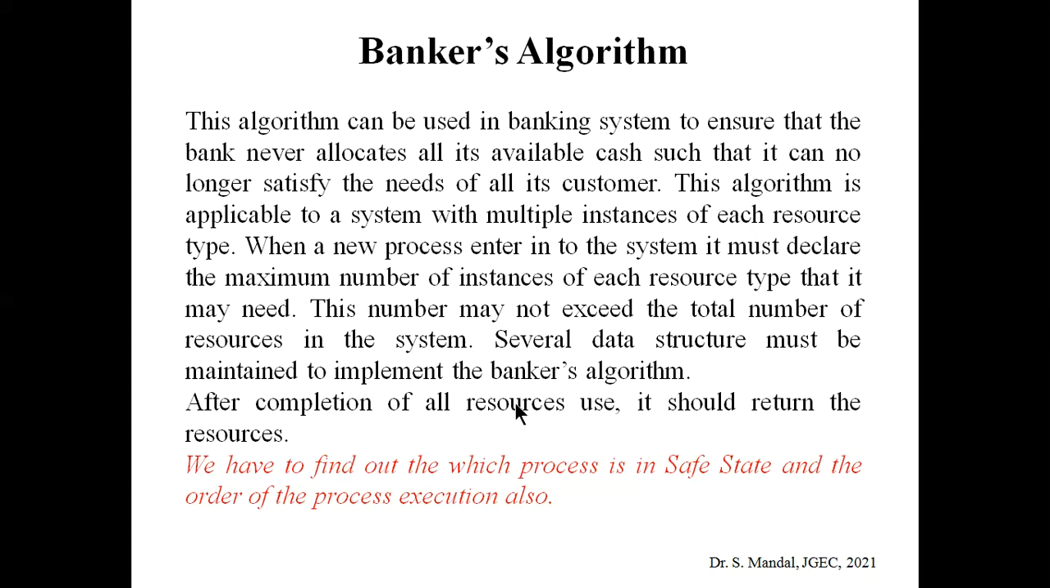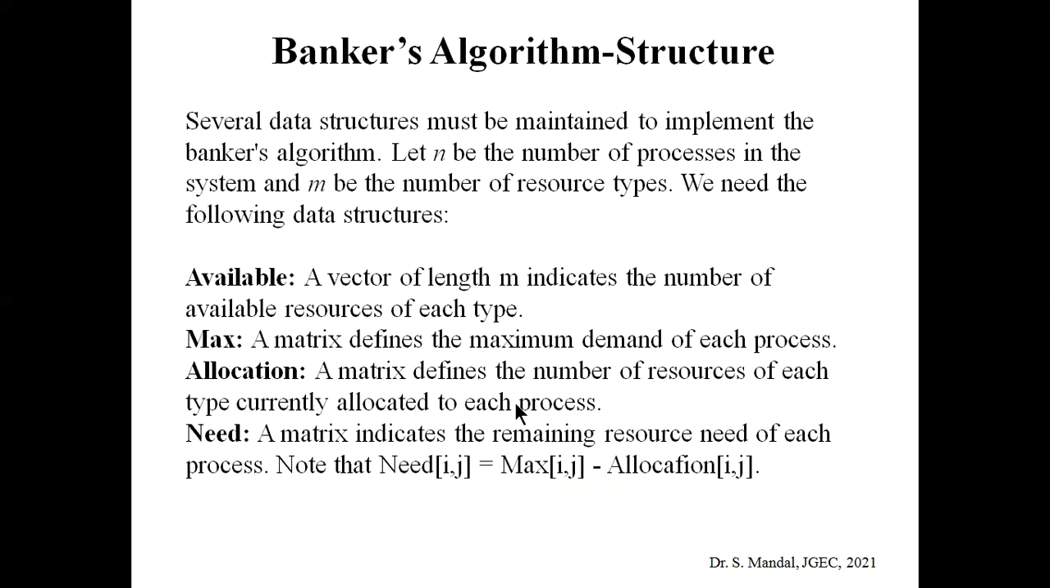So what does the Banker's algorithm check? It checks which process is in a safe state and which order of process execution is also in a safe state. It is possible that a different order of process execution may lead to a deadlock condition. So we need to find the order of process execution such that all processes remain in a safe state and it will not lead to deadlock conditions.